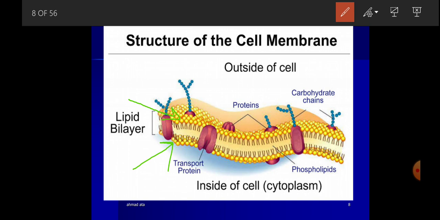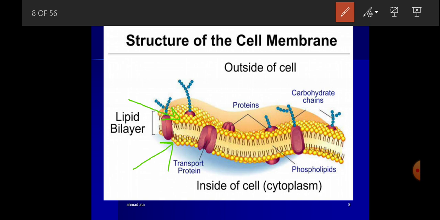Lipids are a type of molecules that we study in biology that make up living organisms. They make the structure of living organisms. They just make up fats. So the cell membrane will have 2 lipid layers. It has the first layer, which is the outer part of the cell, and the second layer, which is below the first layer.